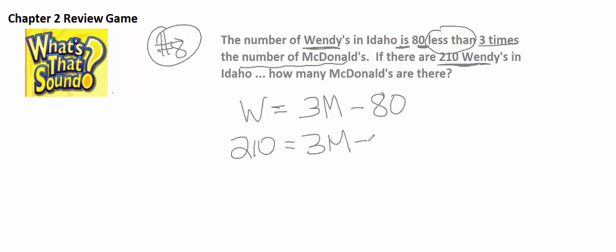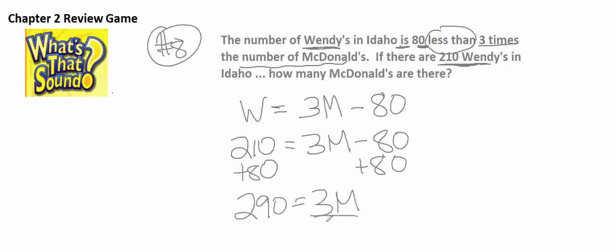So I'll go ahead and write the equation like this. 210 equals 3M minus 80. I'm going to go ahead and solve by adding 80 to both sides. I end up getting 290 equals 3M. And then we'll divide by 3 to get our final answer.